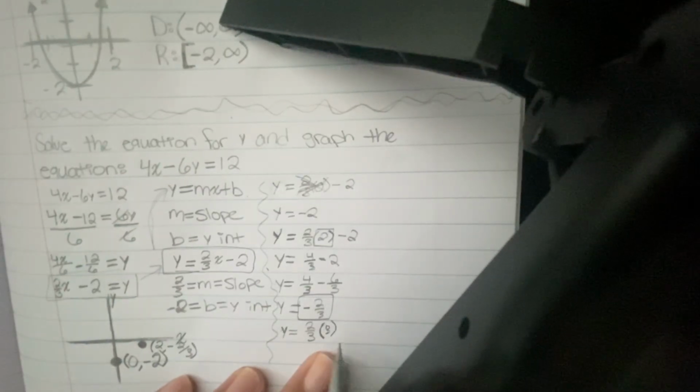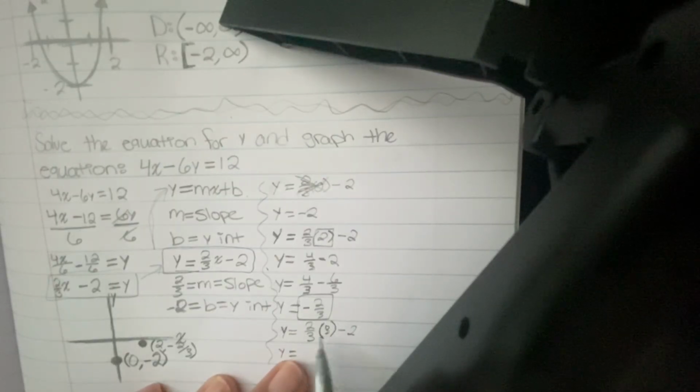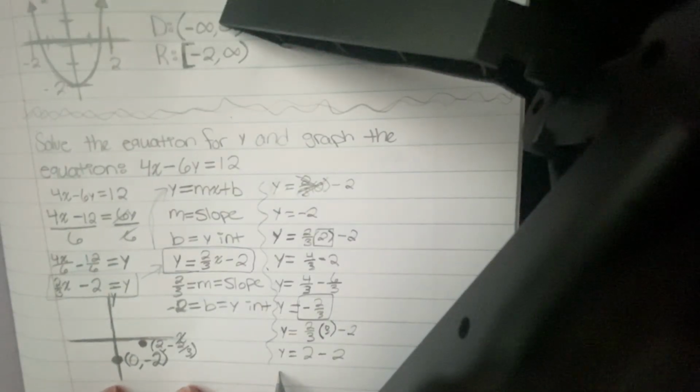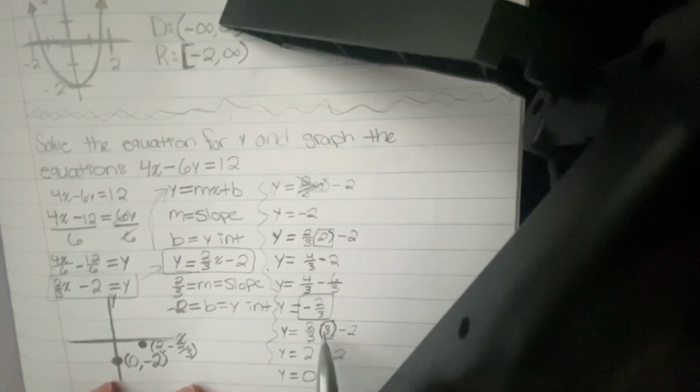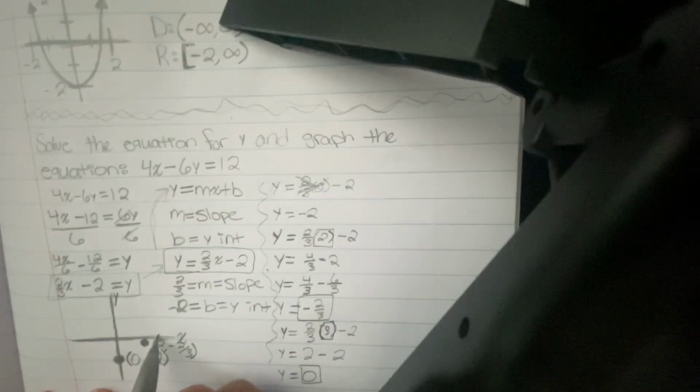All right. Now we're subbing in 3. And we're going to get that y equals, now 2 times 3, that's just 6. So 6 on the numerator, 3 at the bottom. 6 divided by 3 is just 2. Minus 2, would you look at that? y equals 0. So when we sub in 3, we get 0, which is our x-intercept. So there go three points.